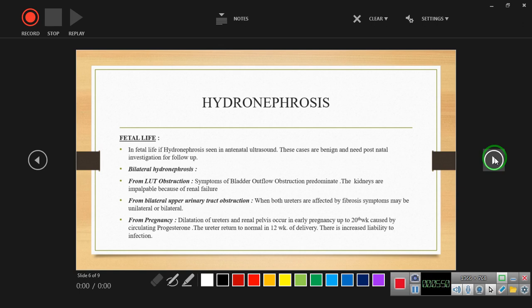Or from pregnancy, dilatation of the ureters and renal pelvis occurs in early pregnancy up to the 20th week, caused by circulating progesterone. The ureter returns to normal within 12 weeks of the delivery. There is increased liability to infection. So it is normal in case of pregnancy because of progesterone.